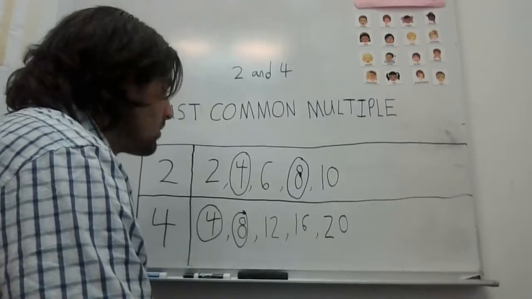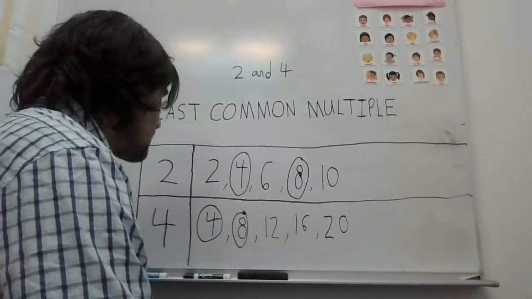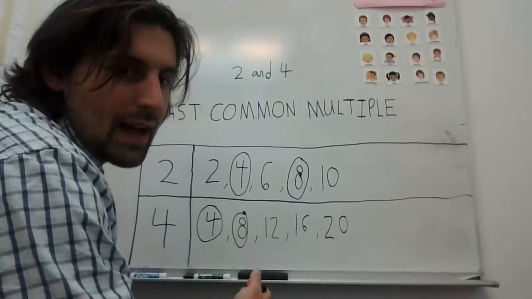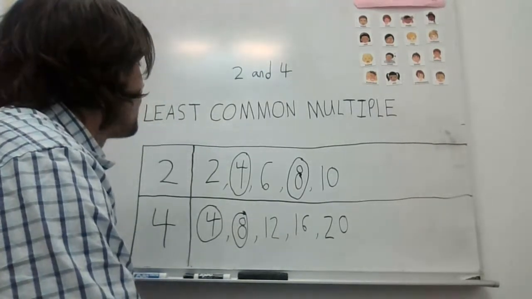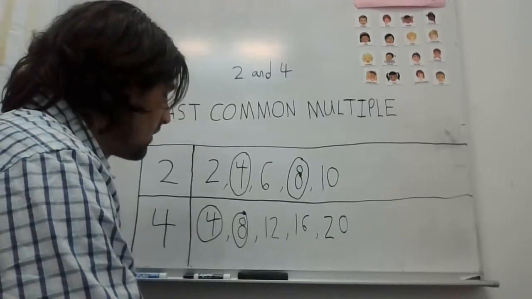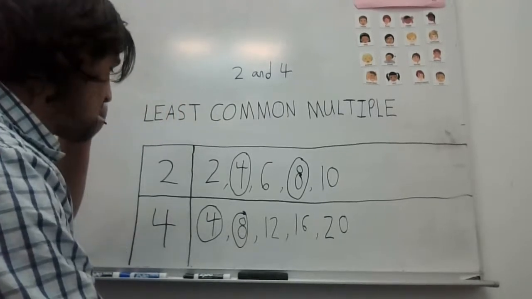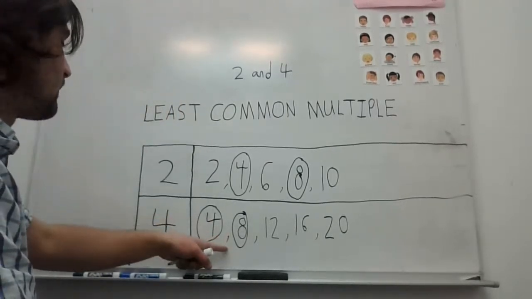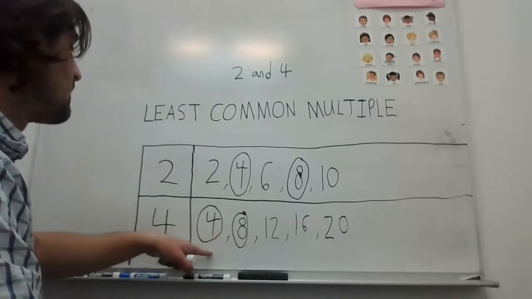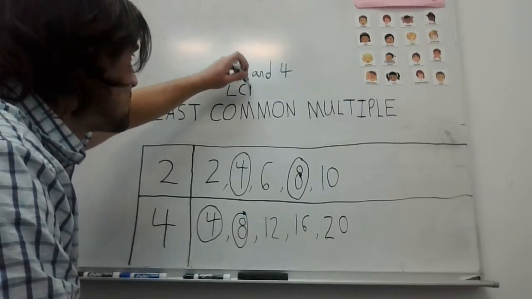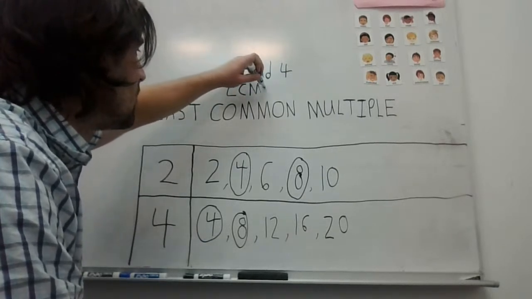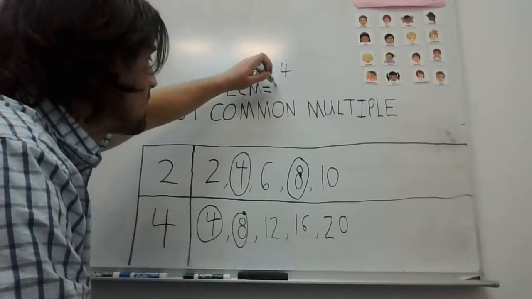Well, the least common multiple is always the smallest number that we have in common. So the smallest multiple that we have in common between the two numbers is the least common multiple. Now, even though 2 and 4 have both 8 and 4 in common, 4 is smaller than 8. So the least common multiple for 2 and 4 would be 4.